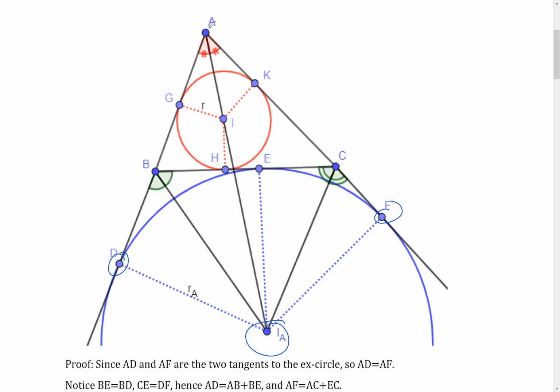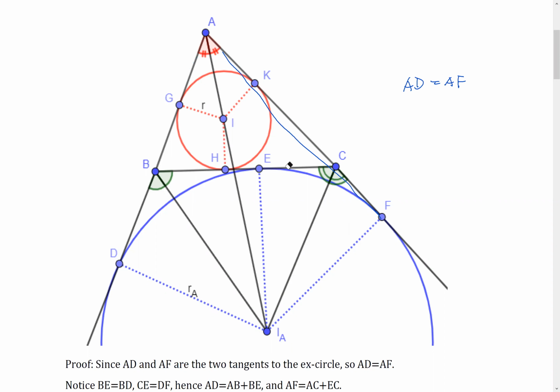All right, so right now I claim, for example, that AD must equal AF. Well, that's because these two segments are both tangent to the big excircle, coming out of A, so they must be the same, all right?